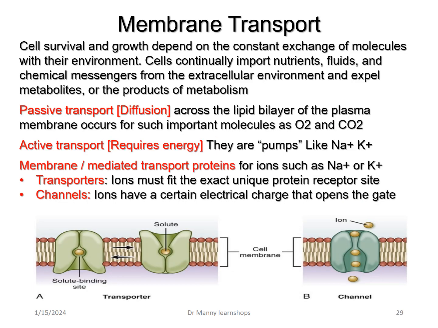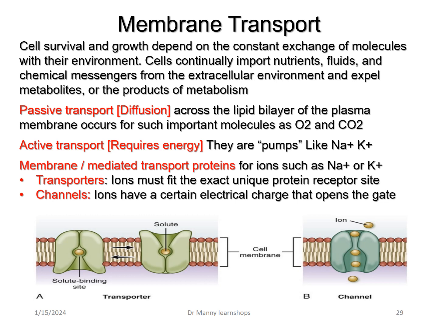When we look at cell membrane transport, plasma membrane transport, we look at cell survival and growth, which is very dependent on the constant exchange of molecules within their internal and external environment. Cells continually import nutrients, fluids, and chemical messages from the extracellular environment and expel metabolites, waste products, or products of metabolism out into the interstitial space.